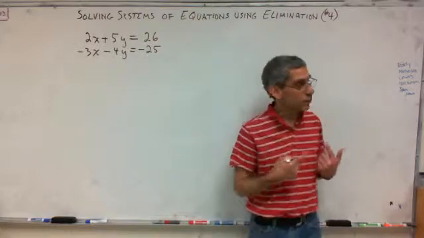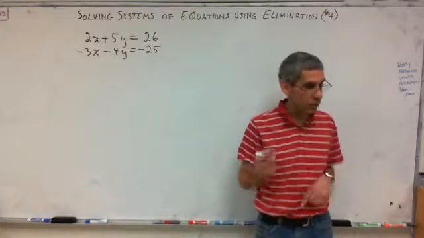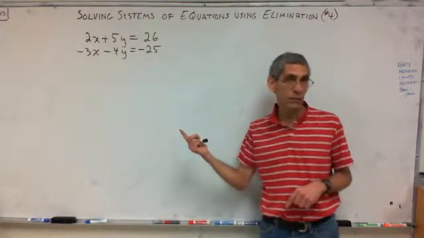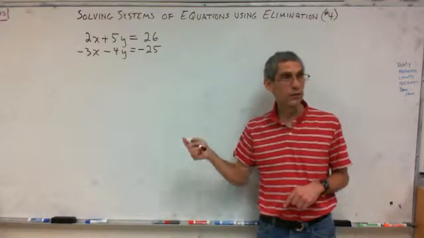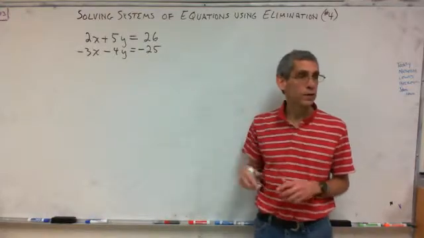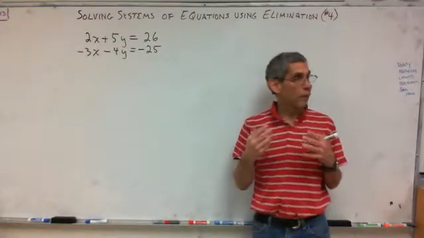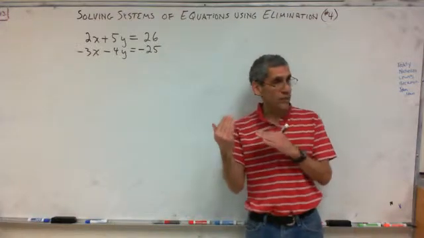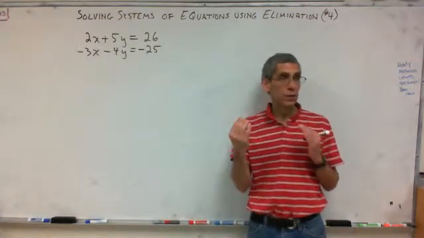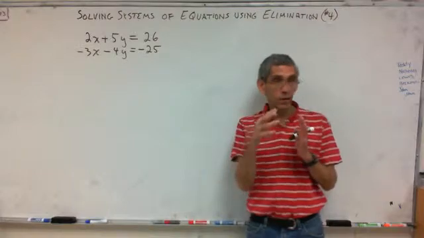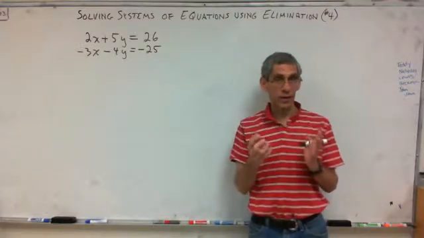Again, we use the same process that we did before. We look at the coefficients in front of the x's and the coefficients in front of the y's, and our goal is to have the coefficients in front of the x's or the y's, one of the two, be the same number, only opposites. One's positive, one's negative, right?